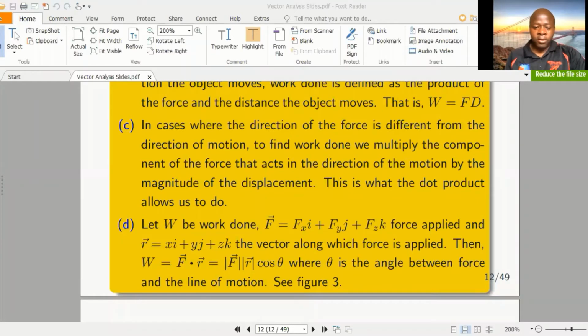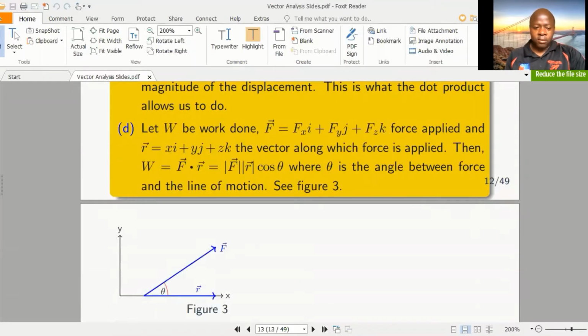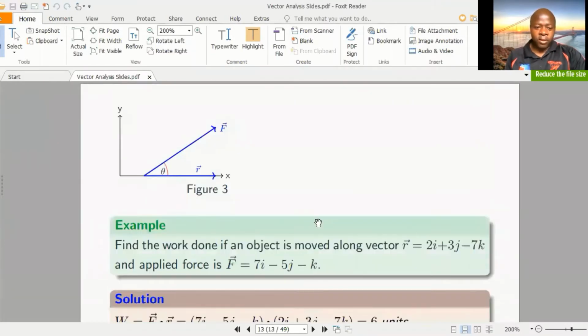So figure 3 is here. Supposing this is our force and this is r, this would be the angle between force and the line of motion. So this would give us theta.